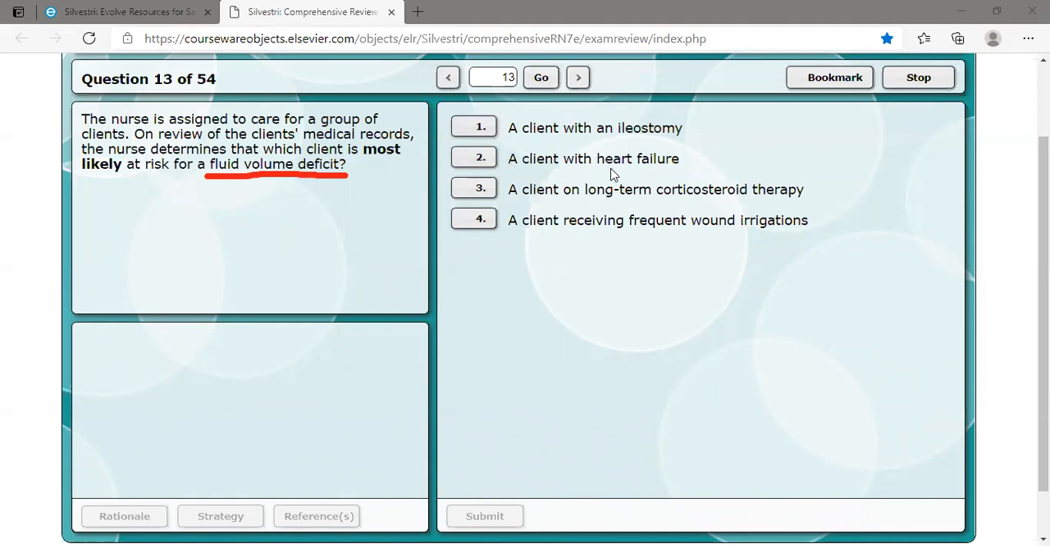Second option, a client with heart failure. Third one, a client with long-term steroid use, or fourth, a client receiving frequent wound irrigation. Frequent wound irrigation has a chance to develop fluid volume excess. Heart failure patients always develop fluid overload, so the patient develops edema. Also, a person who uses steroids for a long time has a chance to develop fluid volume overload.